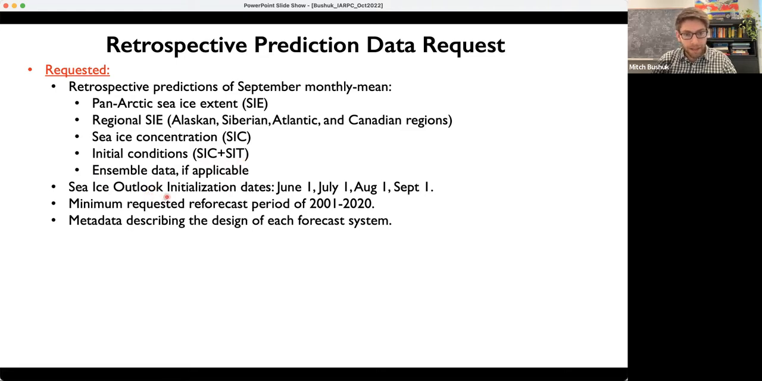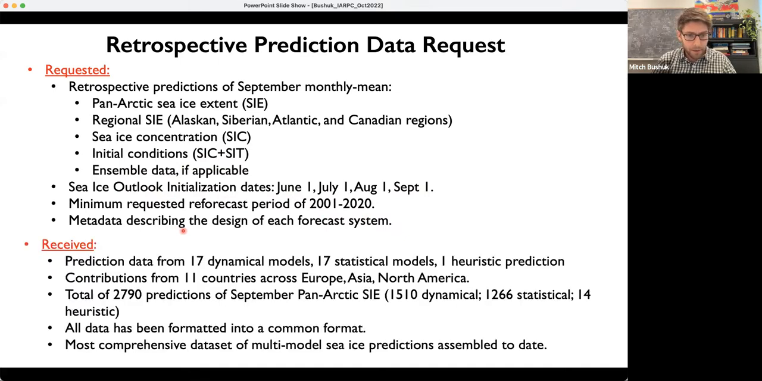And so we requested predictions on the SIO initialization dates of June 1st through to September 1st. And a key point is that we requested a minimum reforecast period of at least 20 years, preferably from 2001 to 2020. And if groups could submit more years, that was encouraged. And then we also asked for some metadata describing the design of each forecast system. And so here's what we received.